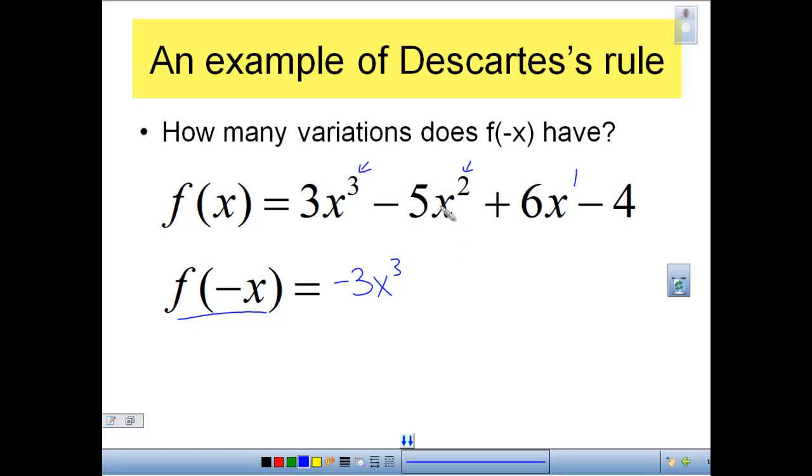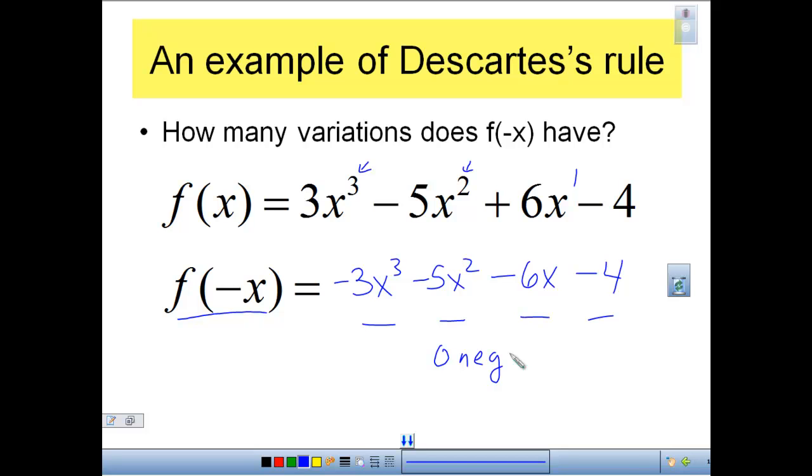When I put in a negative x into something that has an even degree, it's going to stay the same. So this is going to end up being minus 5x squared. Odd exponent, going to change the sign. No value for x, not going to change the sign. So this is f of negative x. So we go from a negative to a negative to a negative to a negative. 0 changes of sign here. So this tells me that I have 0 negative solutions.